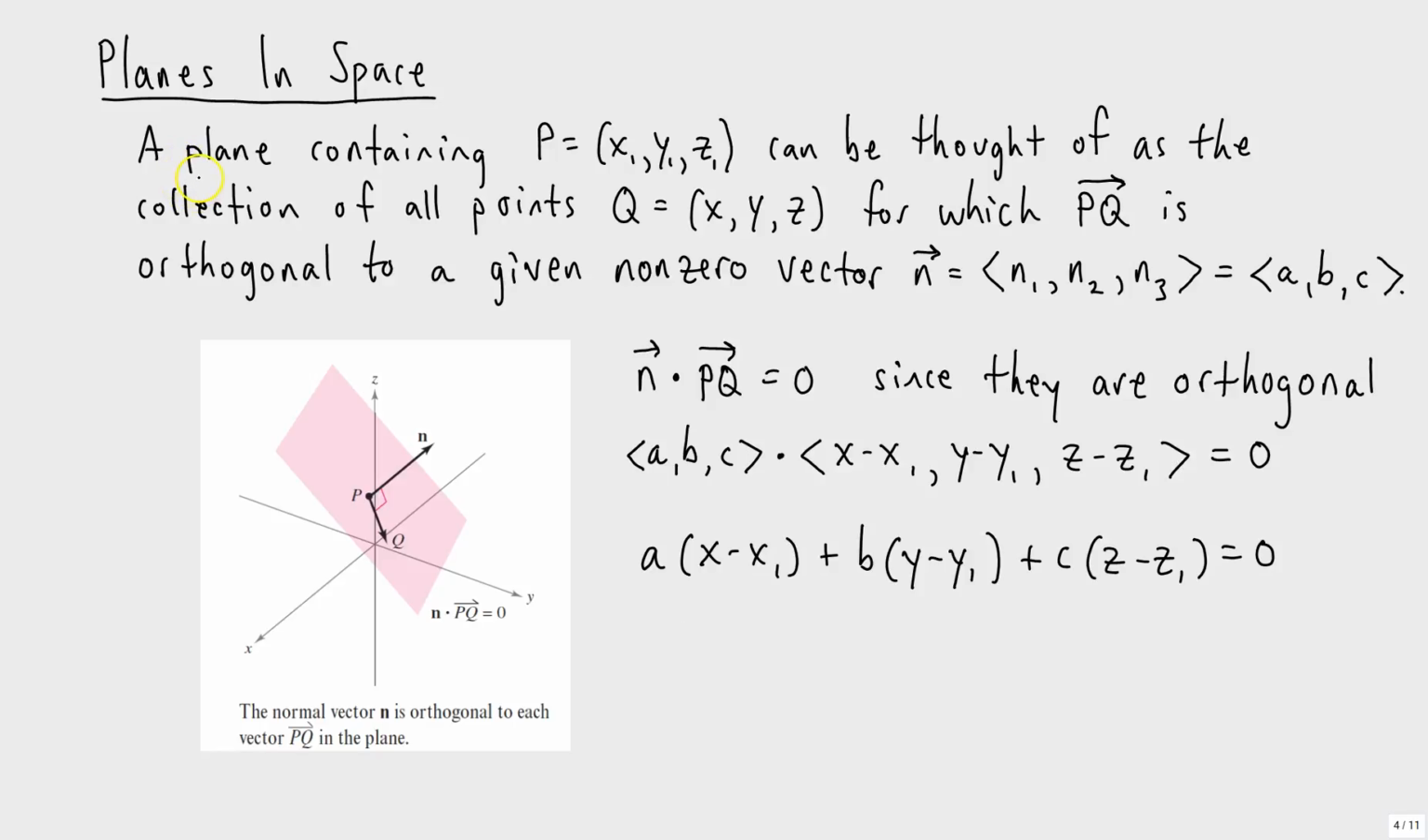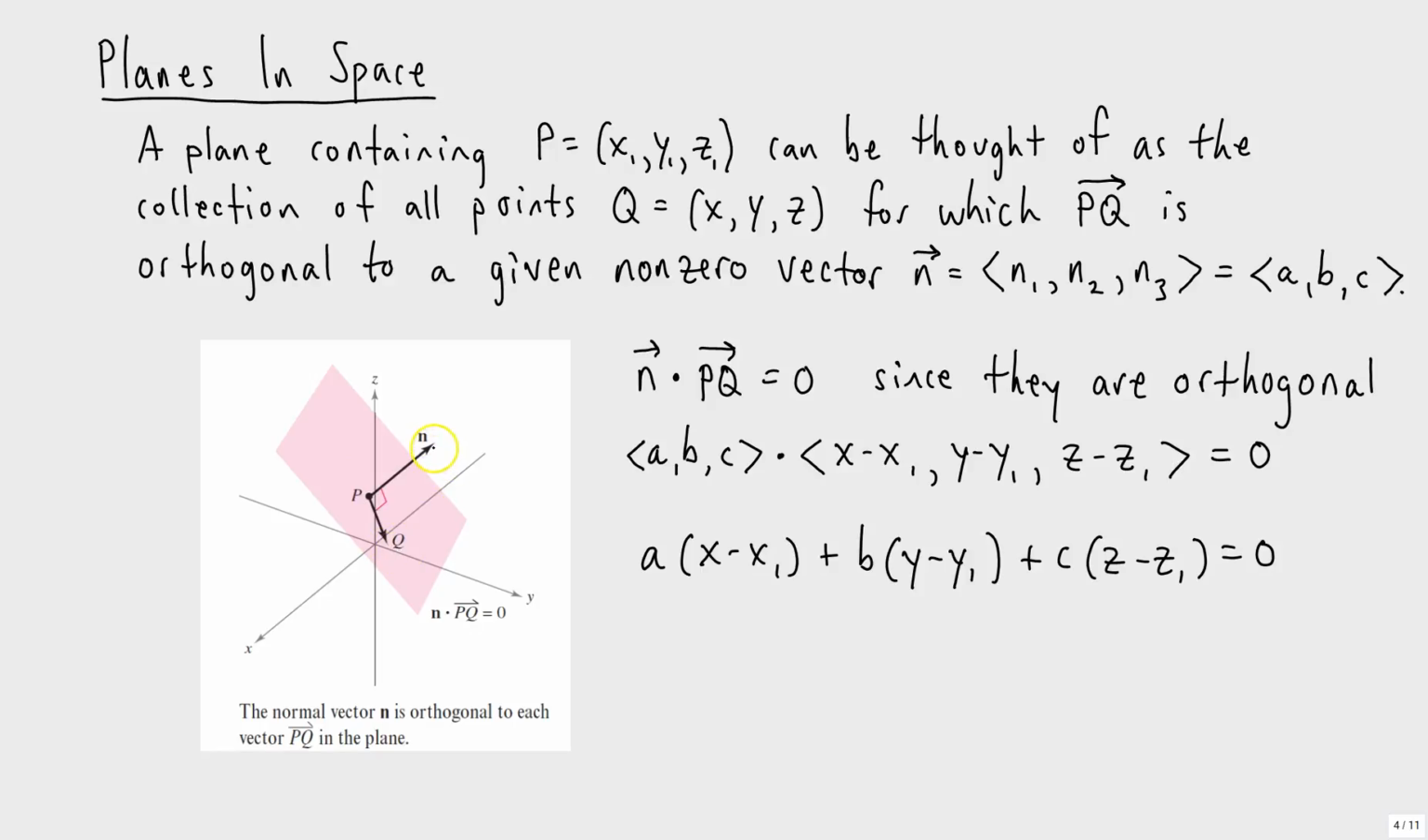So we're going to think of a plane that contains a particular point (x1, y1, z1). We've got some point we want the plane to pass through. It can be thought of as the collection of all points Q for which the directed line segment PQ is orthogonal to a given non-zero vector n, which we're going to have be (n1, n2, n3), or (a, b, c). So a plane is going to be all the points Q such that PQ, no matter where you put it, is orthogonal to some given vector n. If you pick a Q that's not on the plane, then they won't be orthogonal. But if you pick a point Q so that PQ is orthogonal, then it'll be in that plane.